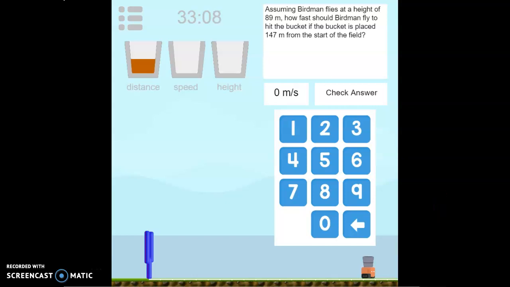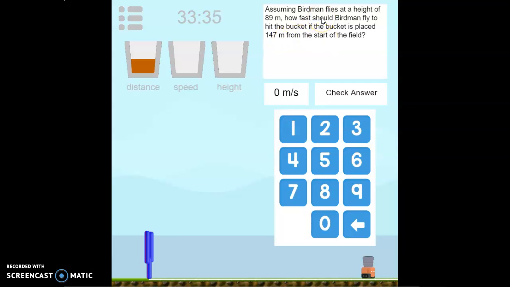Alright class, on problem number 2 I'm going to show you how you can determine the speed at which a horizontally launched projectile is launched, and to do that we're going to take a look at the information that's given to us in this next problem. We're told, assuming Birdman flies at a height of 89 meters, how fast should Birdman fly to hit the bucket if the bucket is placed 147 meters from the start of the field?